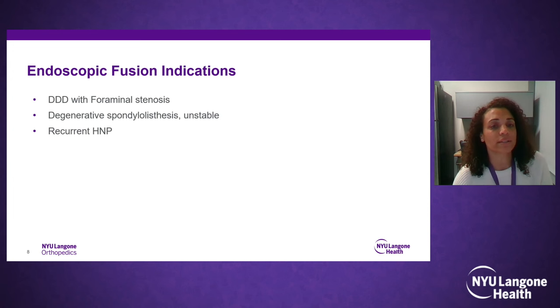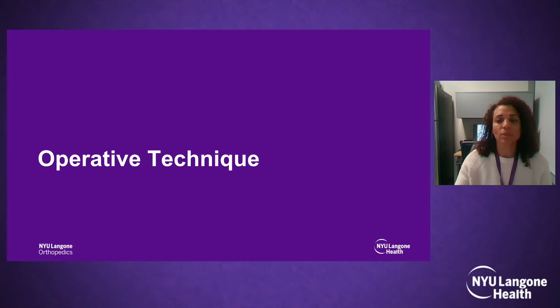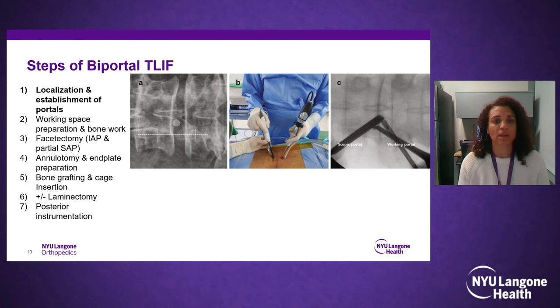So in the endoscopic fusion, the indications are the same as any fusion procedure. Basically, it's a posterior approach with a posterior interbody. So in any case, you're going to do MIS or open TLIF, some sort of minimally dissecting PLIF. You can do an endoscopic fusion for those cases. So I'm going to go over the operative technique.